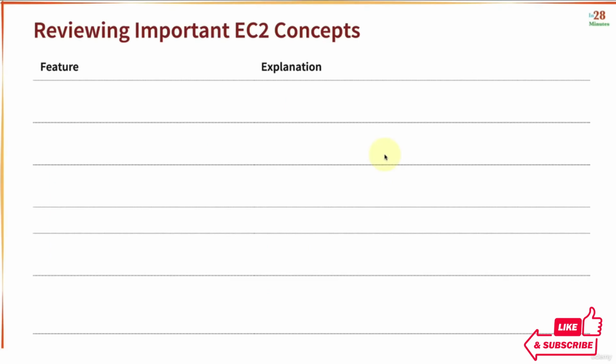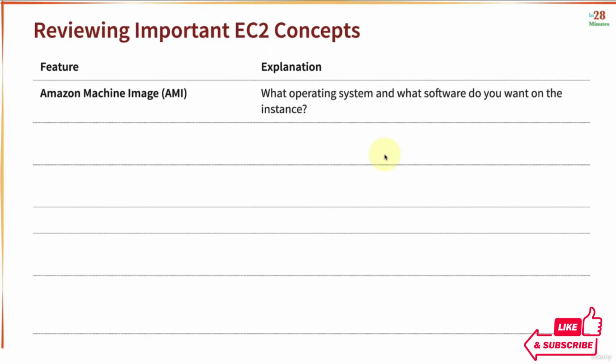In this step, let's review some of the most important EC2, or the Elastic Compute Cloud, concepts. Let's start with the Amazon Machine Image, or the AMI. What operating system and what software do you want on your EC2 instance?